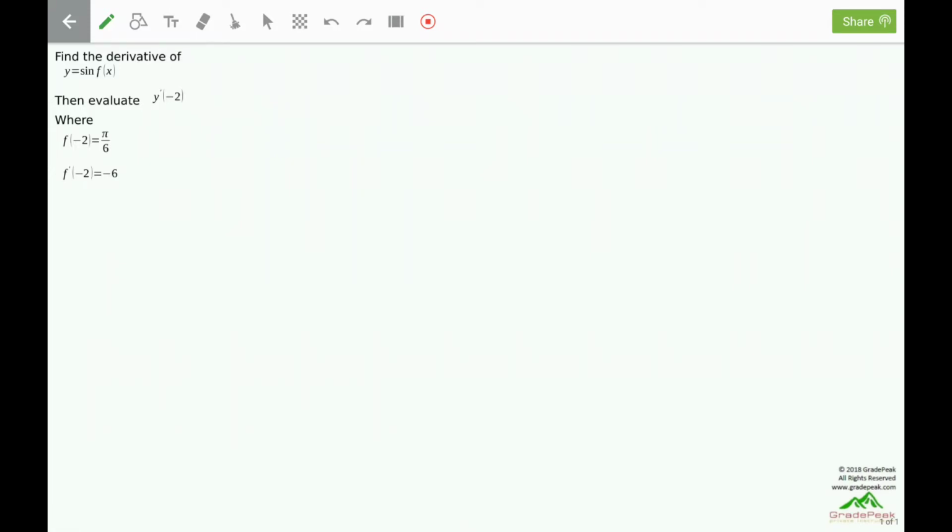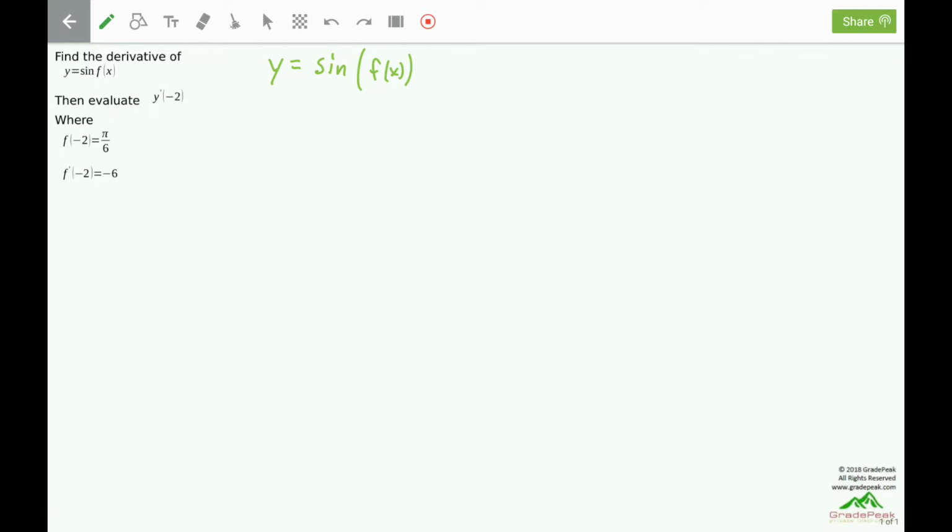Find the derivative of y equals the sine of f of x. Then evaluate y prime of negative 2, where f of negative 2 equals pi over 6 and f prime of negative 2 equals negative 6. So y here is the composition of functions, a known function sine of an unknown function f of x.